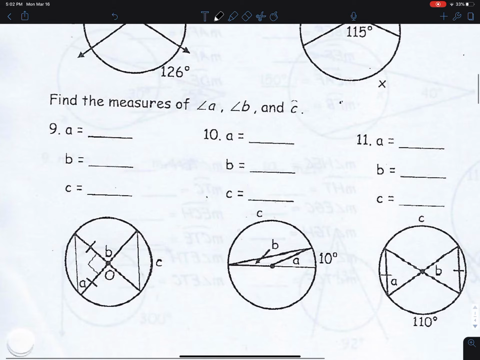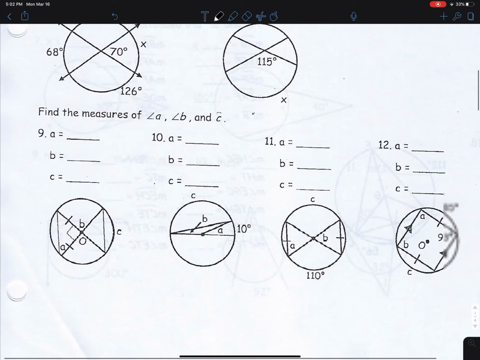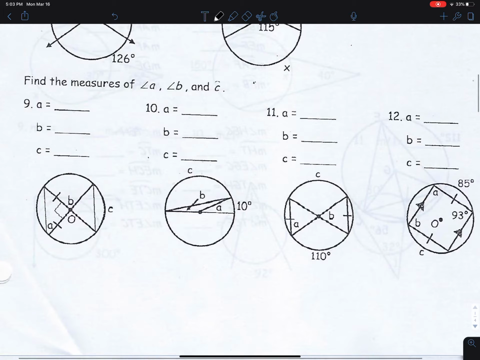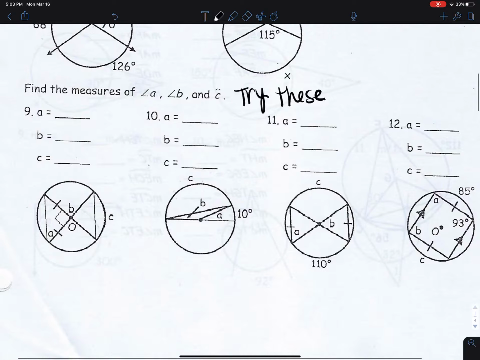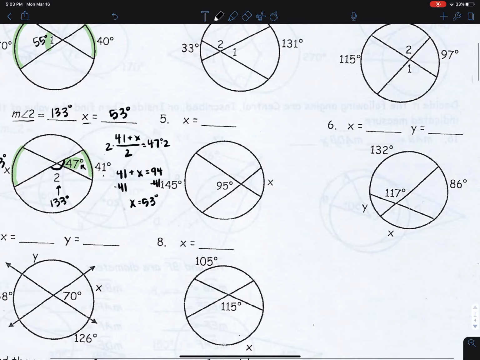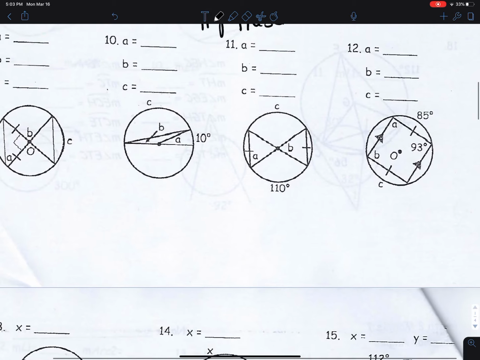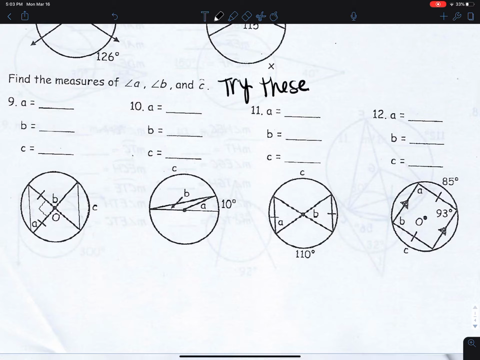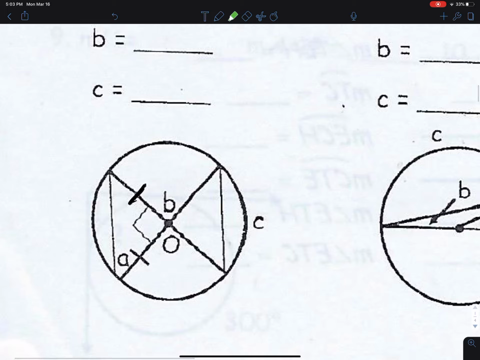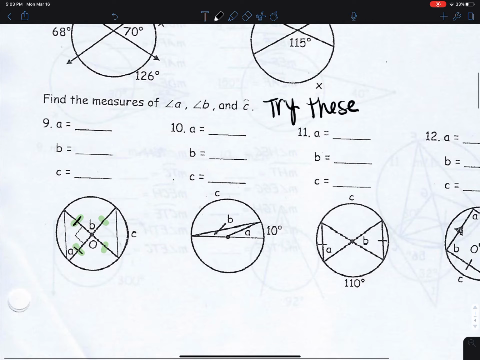These ones are a little tricky. So don't worry too much about these. Try these, but don't spend too much time on them. Your homework problems, or the quiz problems, sorry, will look more like this. These are good because it just gets you thinking about, like on number 9, this is saying that these are the same, which means that these would be the same. And so it's just getting you thinking about line segments in circles and what the angles are.